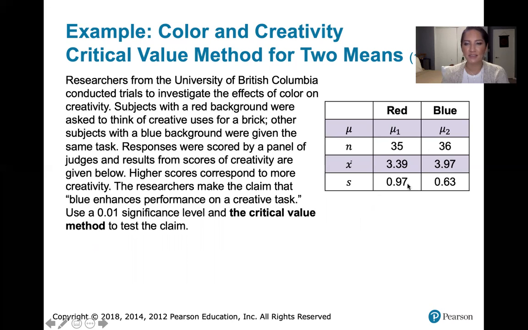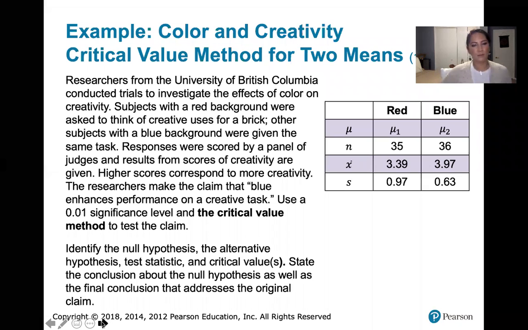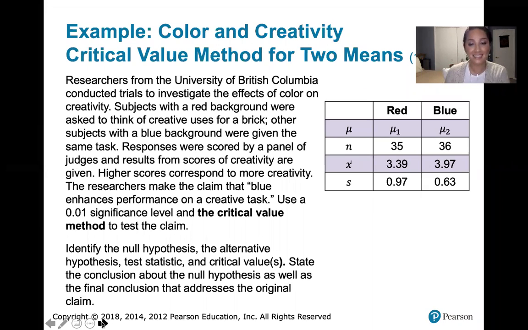And we've got sample standard deviations down here. And then it says higher scores correspond to more creativity, and researchers claim that blue enhances performance on a creative task. Then we're asked to use the 0.01 significance level and the critical value method to test this claim. Then we're asked to identify the null hypothesis, the alternative hypothesis, the test statistic, and the critical values, and then state a conclusion about the null hypothesis as well as the final conclusion that addresses the original claim.